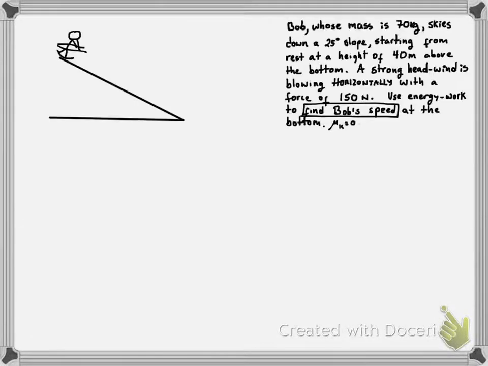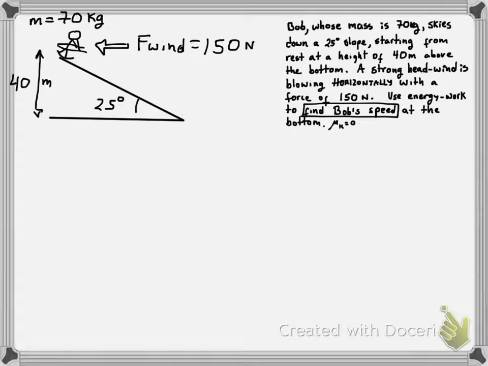So let's start by drawing a picture of the situation. I also copied the statement of the problem on the right if you need to refer to it again. So we have the slope there, we have a little figure there that represents Bob at the top of the hill, and I'm putting in the picture some information. I have the 40 meters height of the slope of the hill from which Bob is starting. The angle of the slope is 25 degrees, mass is 70 kilograms, and we have a horizontal wind of 150 newtons. So that's our picture.